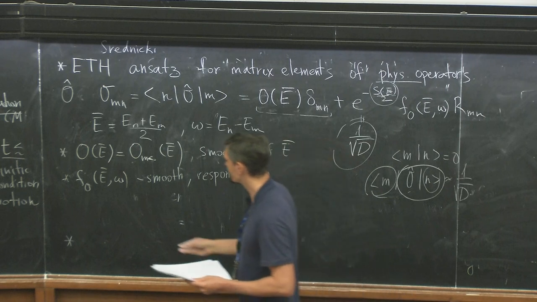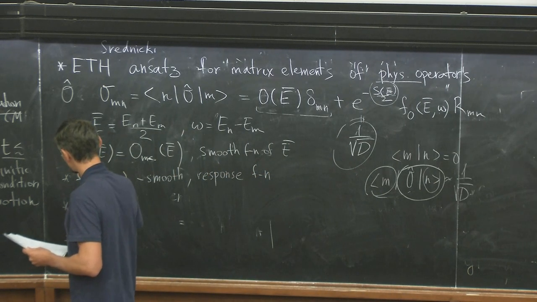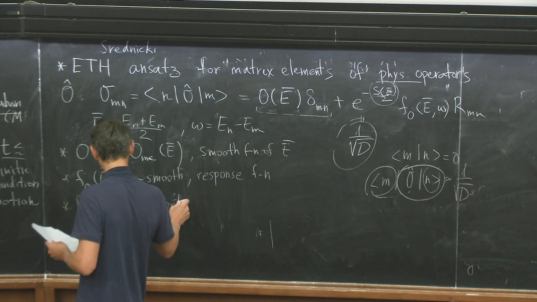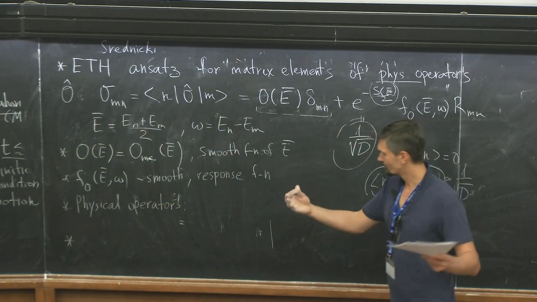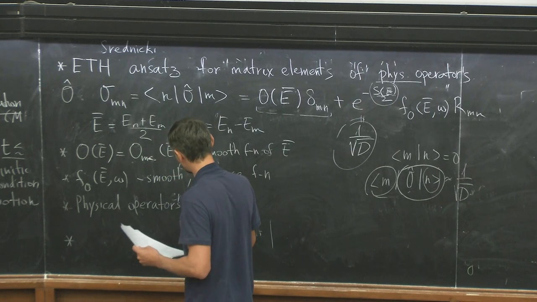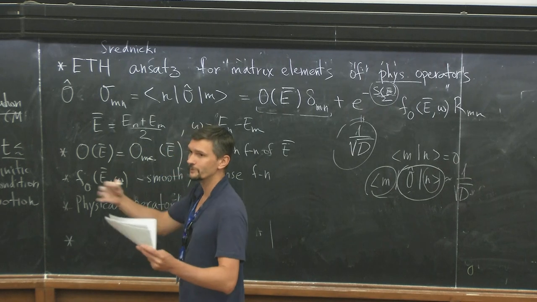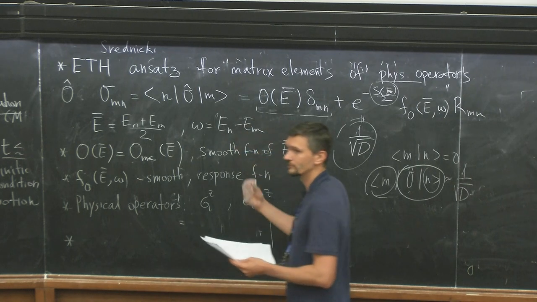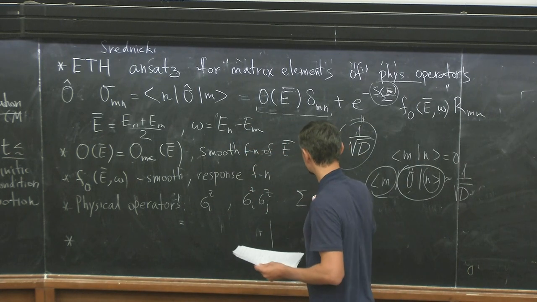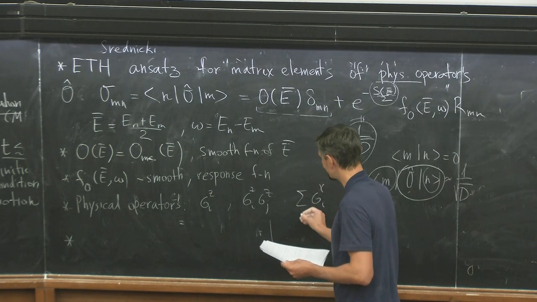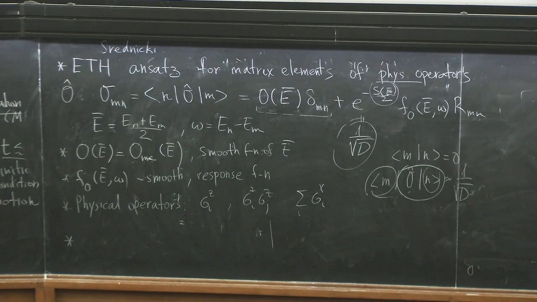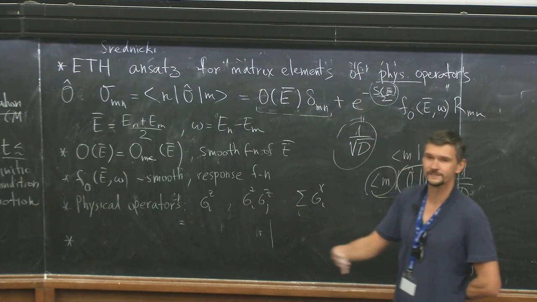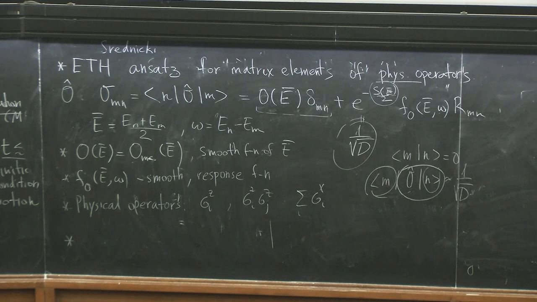Okay, so a small comment on what the physical operators are. It turns out that this is quite generic. If you take, for example, any operator with a support that is finite, so if you take sigma z or sigma x operator on one site, or you take a product on two sites or on a few sites, this is all good. You can take a sum of local operators on different sites also. That would also satisfy ETH. Those are all operators you can measure reasonably easily in an experiment.